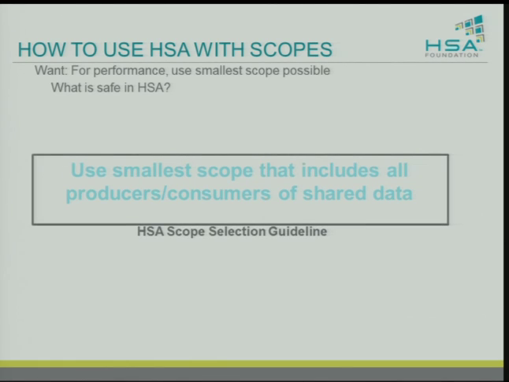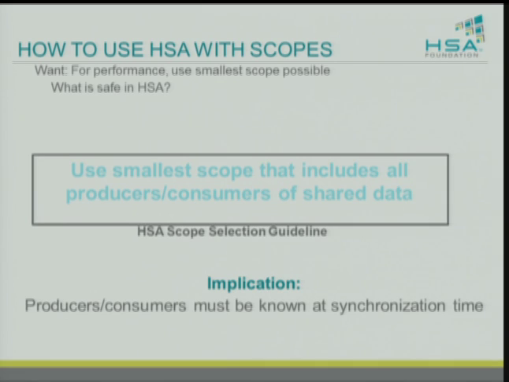And so, for performance, you really want to use the smallest scope possible. What is safe in HSA? Well, the smallest scope that includes all of your producers and consumers of the shared data that you're sharing. So in the work group, it had to be device. An implication of this, and it is a big implication, I think, is that producers and consumers must be known at synchronization time.